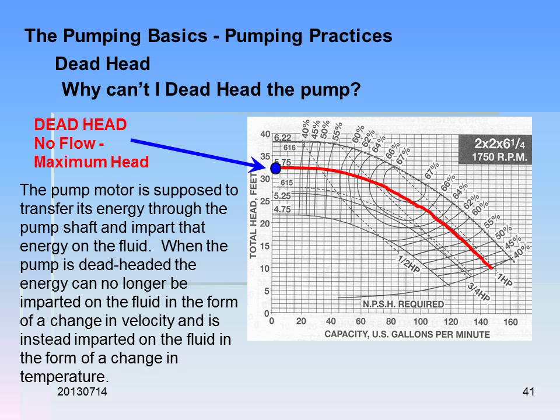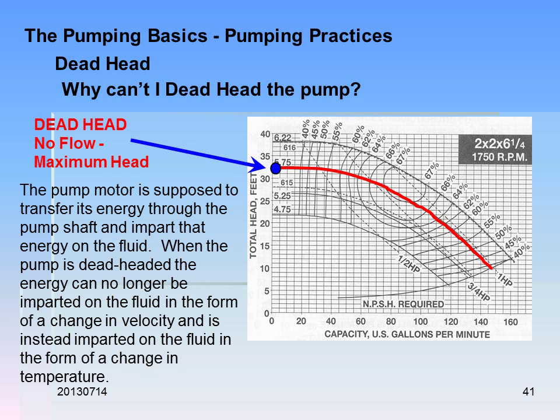The pump motor is supposed to transfer its energy through the pump shaft and put that energy into the fluid. When the pump is deadheaded, the energy can't be imparted into the fluid in the form of the change in velocity, and instead it's going to be imparted into the fluid in the form of a change in temperature. So deadhead is no flow, which means we're at the maximum head because the pump is running. If it can't go anywhere, the head is going to go up. And what is going to happen? This is going to get hot.